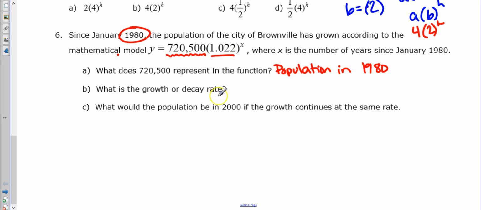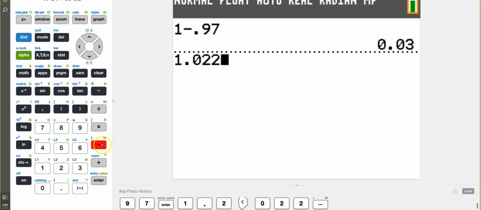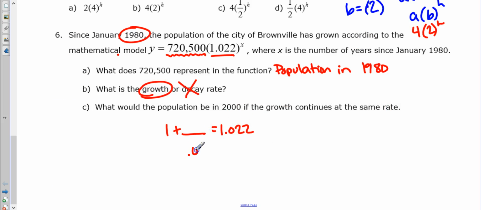Now, what is the growth rate or decay rate? Okay, now I notice this is bigger than 1. This is bigger than 1, so it's definitely growth, not decay. So I want to know 1 plus what equals 1.022. So in my calculator, 1.022 minus 1 is 0.022. Now, I want the rate, which means I need to multiply that by 100. So I'm going to bring my decimal over 2 times. That would be 2.2%.